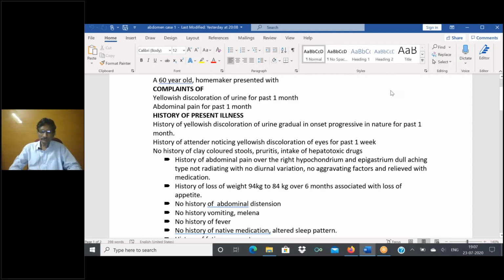So the case for today is the first case which we'll be discussing during this particular session, and it is a patient who has abdominal symptoms. So, a 60-year-old homemaker presented with... I think here you need to mention the patient name, age, gender, occupation of the individual, the place where the patient is coming from. I think that you will be knowing as a basic thing which you should do. Complaints of yellowish discoloration of the urine for the past 1 month and abdominal pain for the past 1 month.